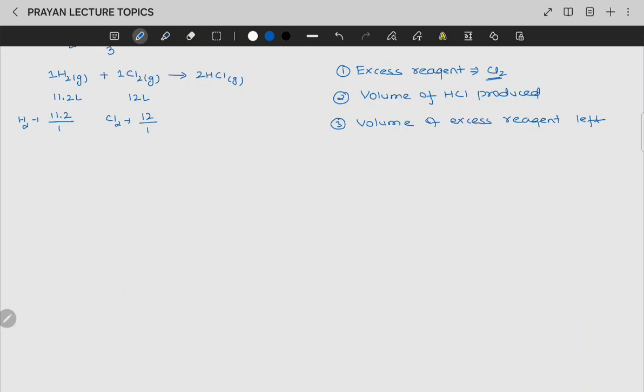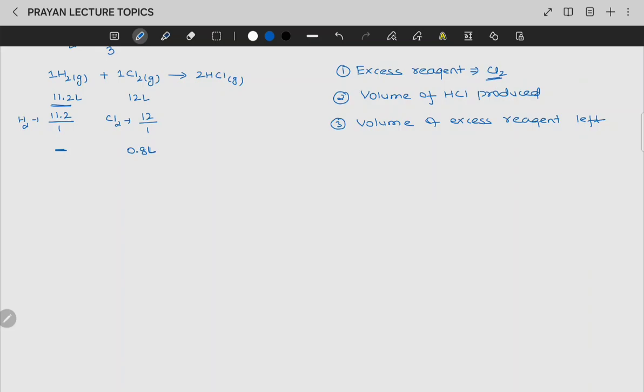Now we'll use stoichiometry. As per stoichiometry, 1 liter of H2 will react with 1 liter of Cl2. It means 11.2 liter of H2 will react with 11.2 liter of Cl2. It means this H2 is completely consumed and Cl2 out of 12 liter, 11.2 liter is used. So how much will be left? So 0.8 liter of Cl2 is left.